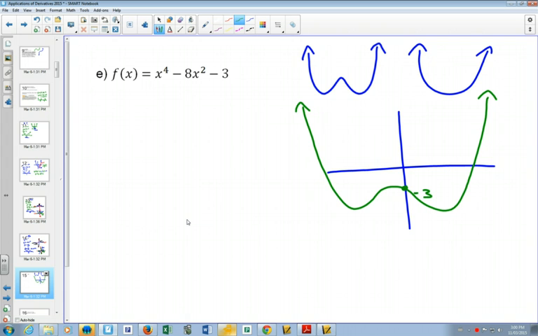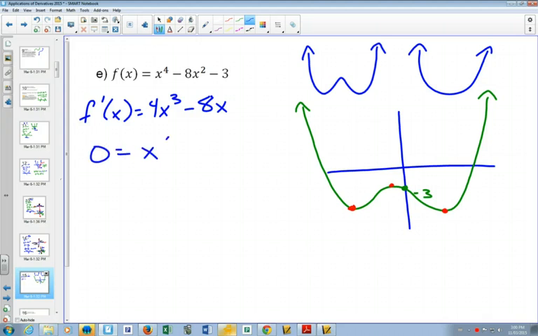What the calculus will do is help us find out where these points are. And it will also explain where it's increasing and decreasing. So we'll look at that. So we start by doing the derivative: 4x cubed minus 8x. Make it equal to 0.